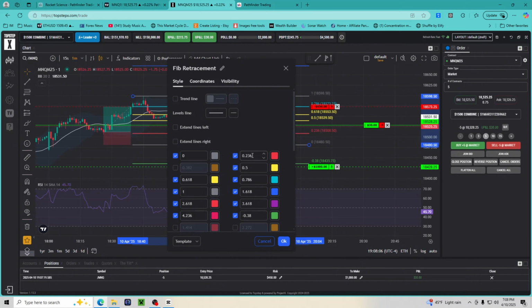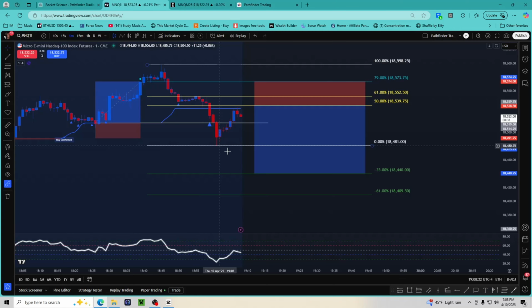And then we also don't need this line right there. And then we can make our 786 red because that's our stop. Okay. So now I have my zones labeled out here. I have the level which the market could come back to.